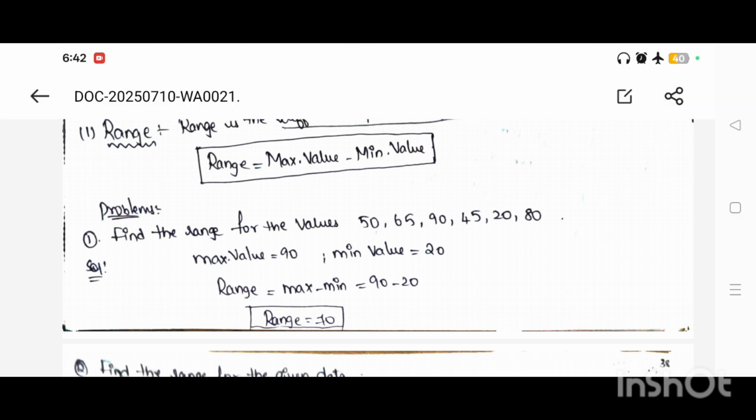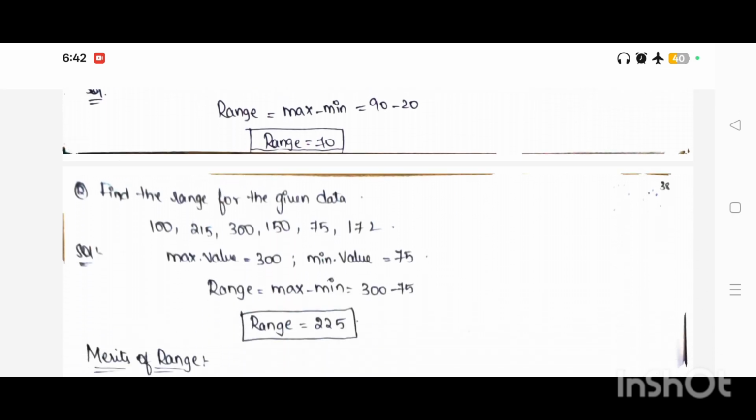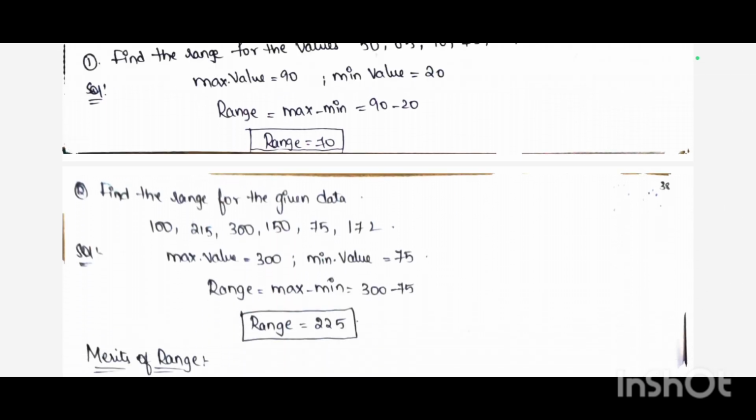Find the range of the values 50, 65, 90, 45, 20, 80. The maximum value here is 90 and the minimum value is 20. Range equals 90 minus 20, that is 70. Okay, find the range for the given data, maximum minus minimum. What is the maximum value here? 300. What is the minimum value here? 75. So the range of this data is 225.